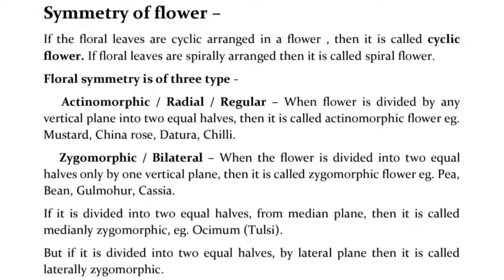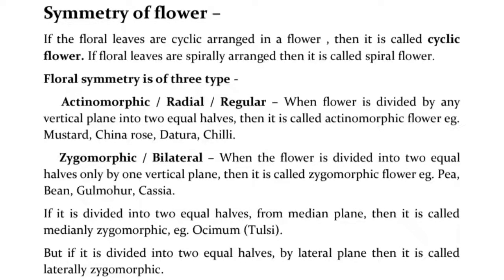Symmetry of flower. If the floral leaves are cyclically arranged in a flower, then it is called cyclic flower. If floral leaves are spirally arranged, then it is called spiral flower. Floral symmetry is of 3 types. Actinomorphic, radial, regular: when a flower can be divided by any vertical plane into 2 equal halves, then it is called actinomorphic flower, e.g. mustard, China rose, datura, chili.